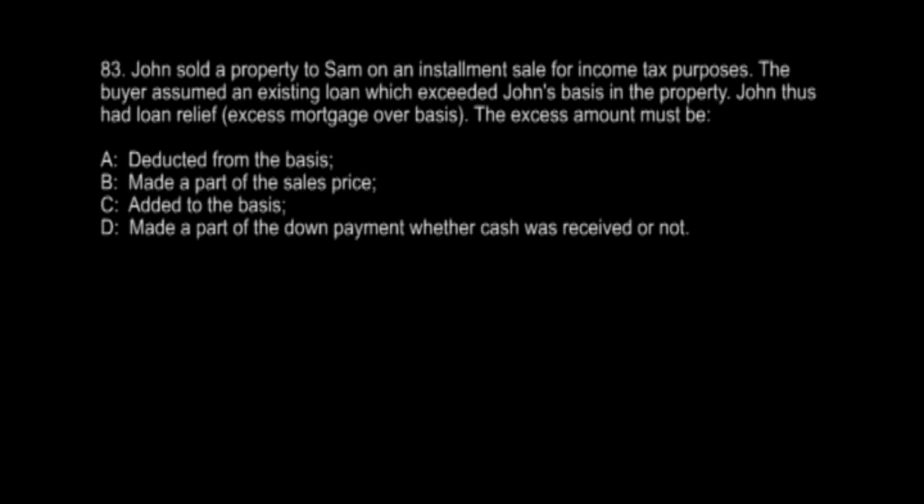83. John sold a property to Sam on an installment sale for income tax purposes. The buyer assumed an existing loan which exceeded John's basis in the property. John thus had loan relief, excess mortgage over basis. The excess amount must be A. deducted from the basis, B. made a part of the sales price, C. added to the basis, D. made a part of the down payment whether cash was received or not.